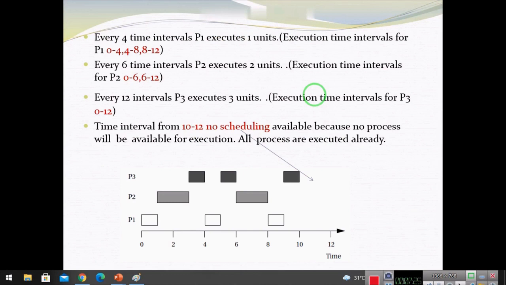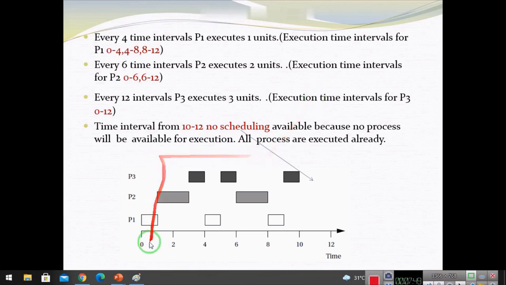Okay, so based on that only, the processor will execute each and every process. So for every 4 time intervals, 12 by 4 is 3, so 0 to 4, 4 to 8, 8 to 12, we have to execute P1, and every 6 time intervals P2 will be executed, and every 12 intervals, obviously P3 will be executed. So by seeing this graph, you can understand how the process will be executed.